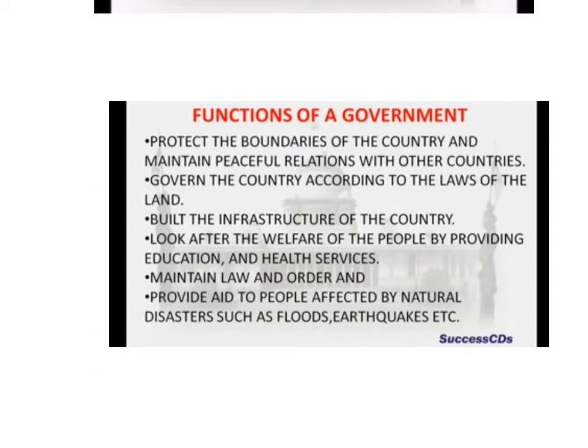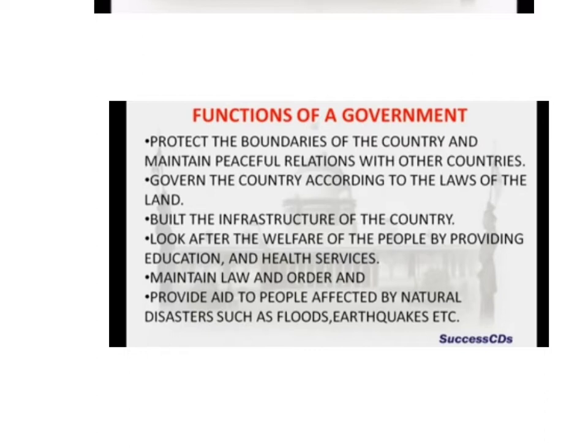And also when there is any natural calamity or natural disaster like the floods, the earthquakes, the tsunamis, the government has to provide aid and service to the people who get affected by these natural disasters. So we can say a government is a group of people managing all the affairs of a country. And what are the functions of the government?